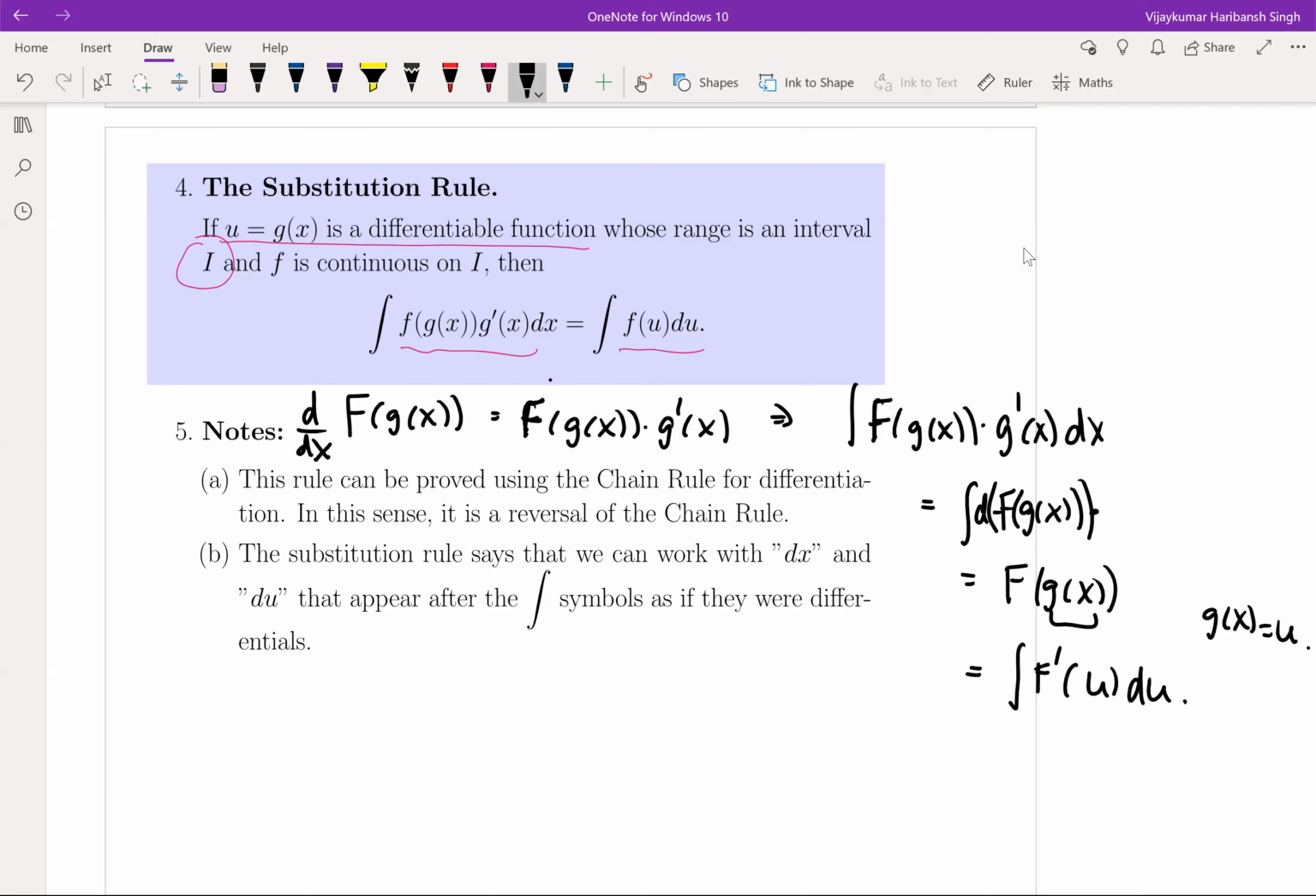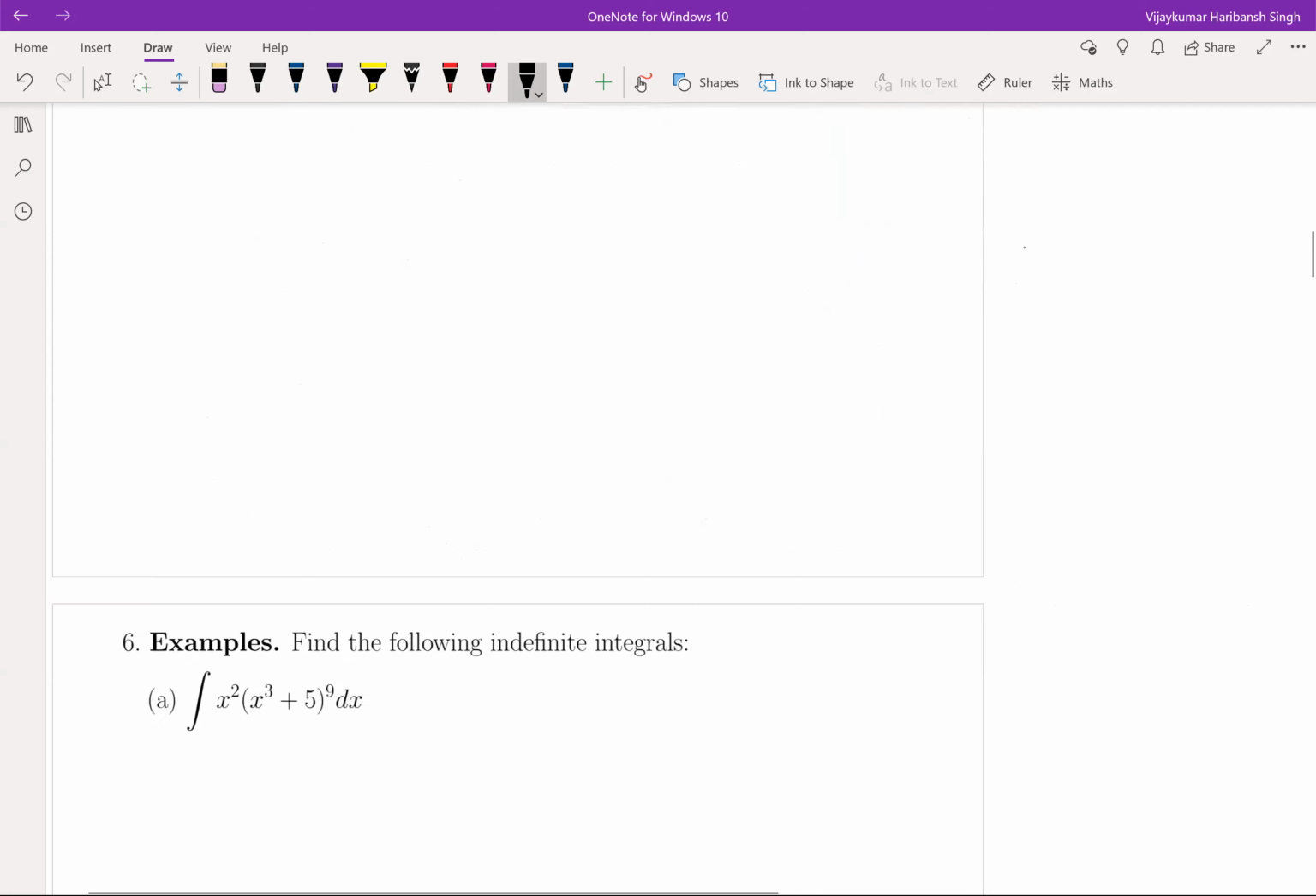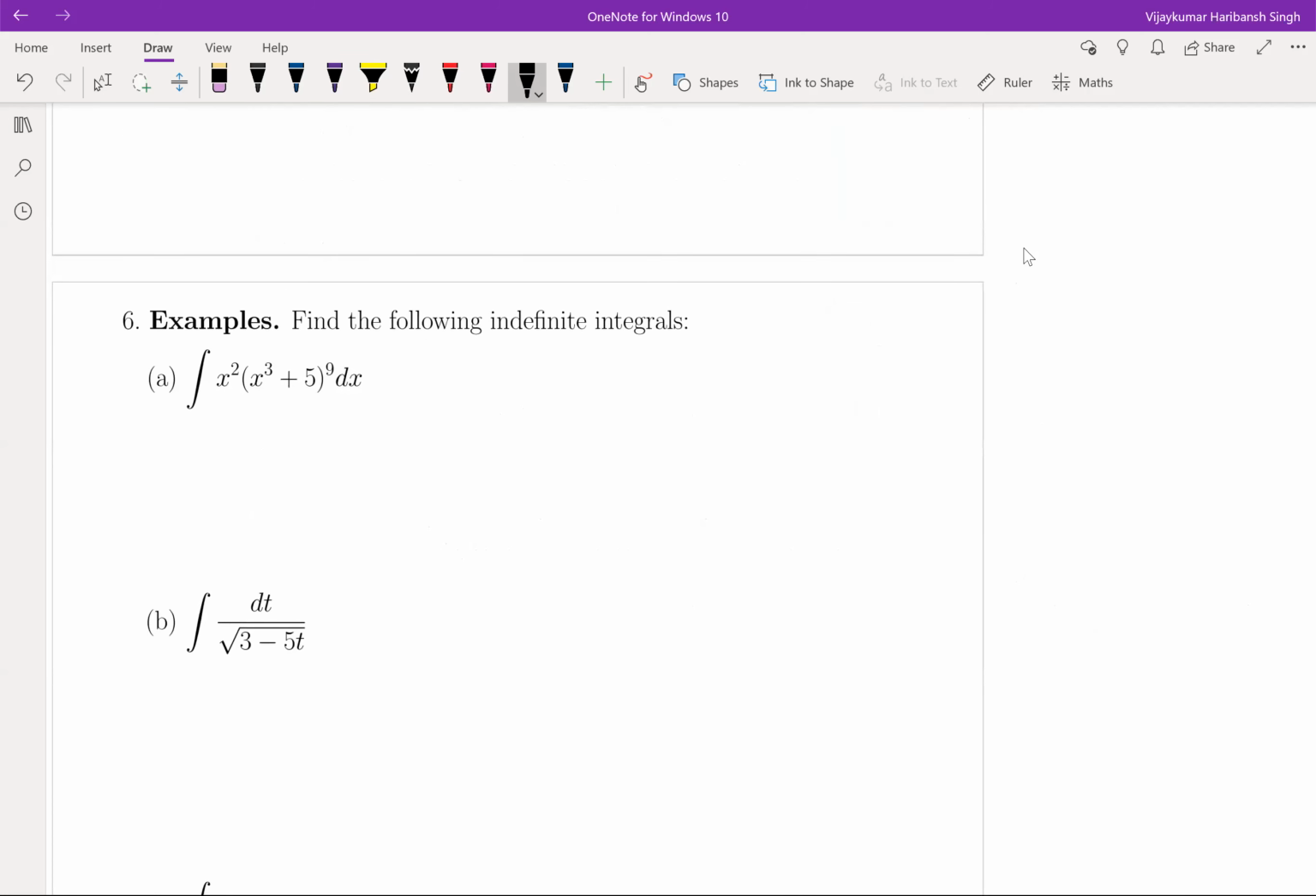So now let's do a problem based on this. Here we want to do this indefinite integral using the substitution rule. So what shall we substitute? You can see that the derivative of x cubed plus 5, which is 3x squared, is lying there next to it. So let's try u equals x cubed plus 5.